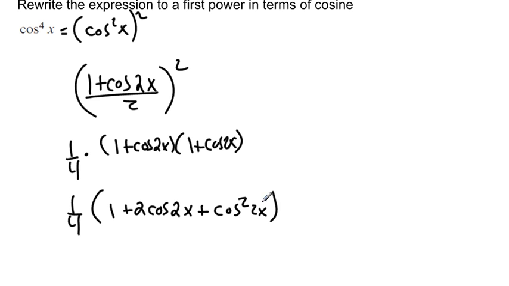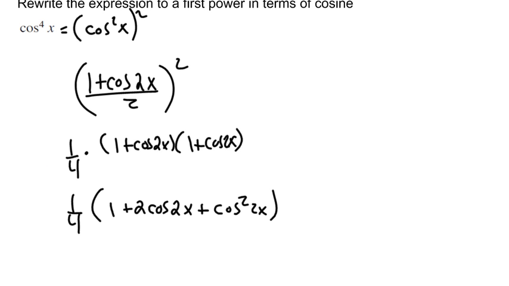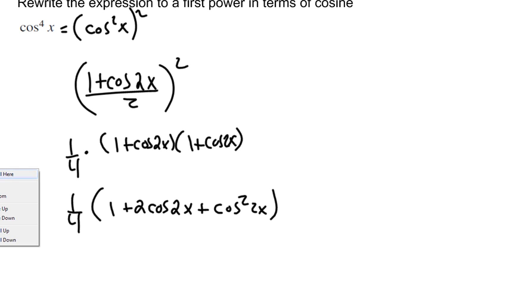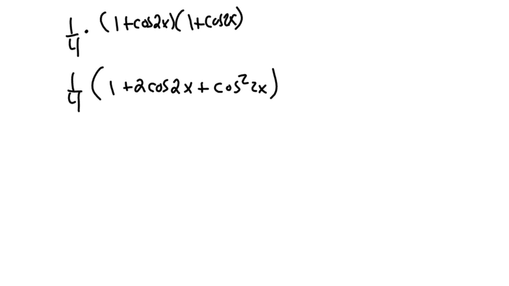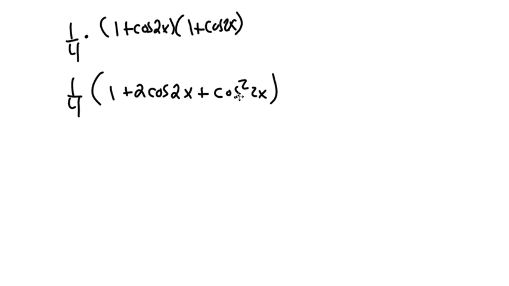Okay, and so we can't stop there because everything's not written in the first power. We still have a power of 2, so we need to use the power reducing formula again and replace this guy. Okay, and it's going to be the same thing as we did on the last problem, where since this is 2x, our double angle will become a 4x, and you'll see right here when I do that.